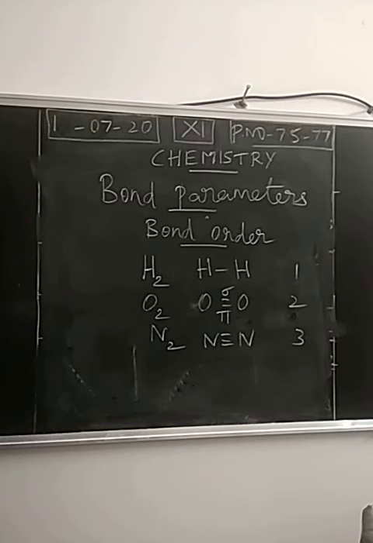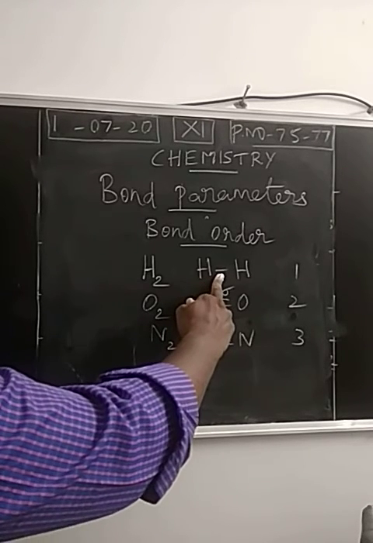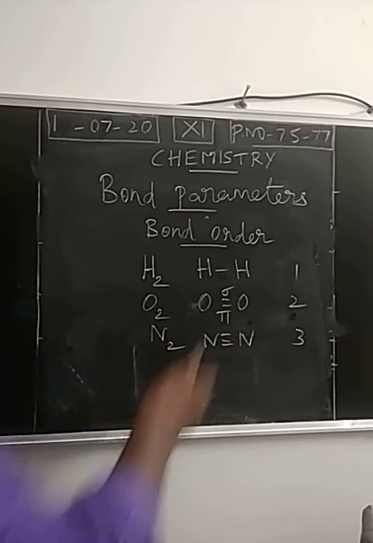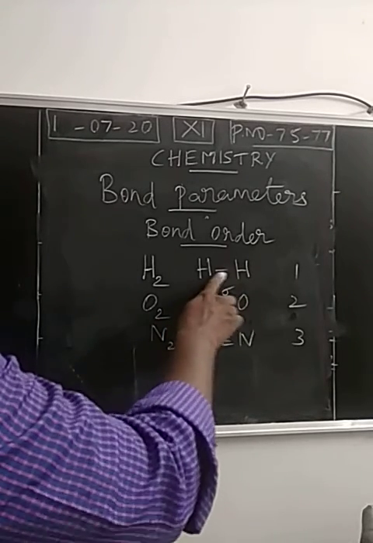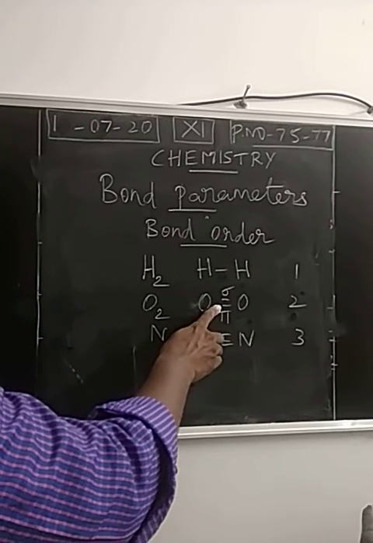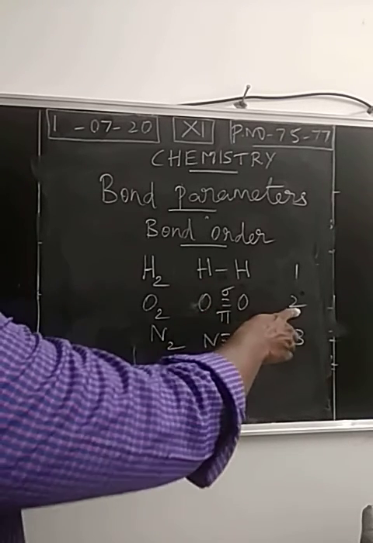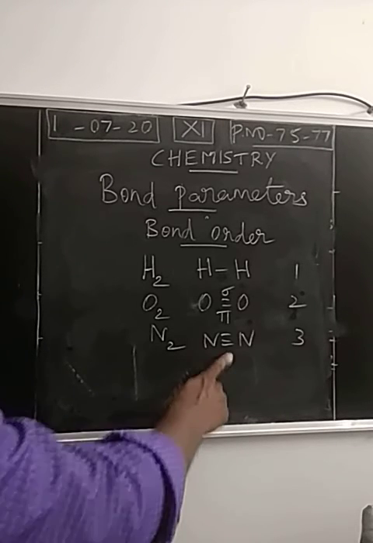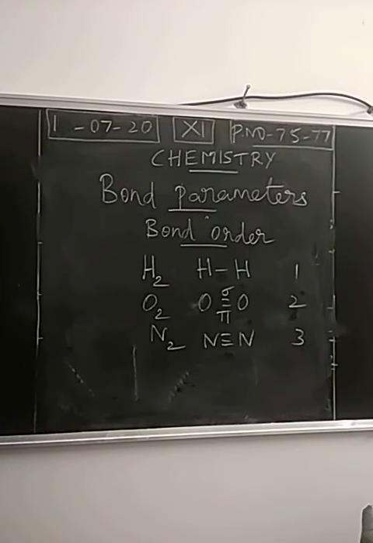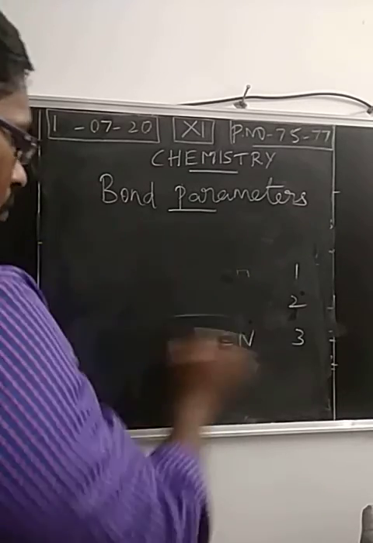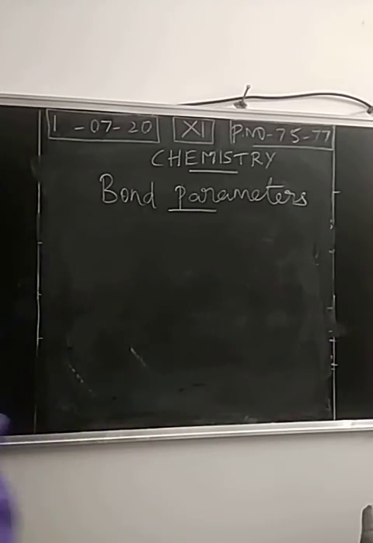In terms of number of shared pairs of electrons also same value. How many shared pairs of electrons are present? For one covalent bond, one shared pair of electrons, or 2 electrons. So here between the hydrogen atoms, one shared pair of electrons present, so bond order 1. 2 shared pairs of electrons between oxygen atoms in O2 molecule, bond order value 2. 3 shared pairs of electrons between the nitrogen atoms in N2 molecule, bond order value 3. So this is the second parameter, bond order. Next one, bond angle.